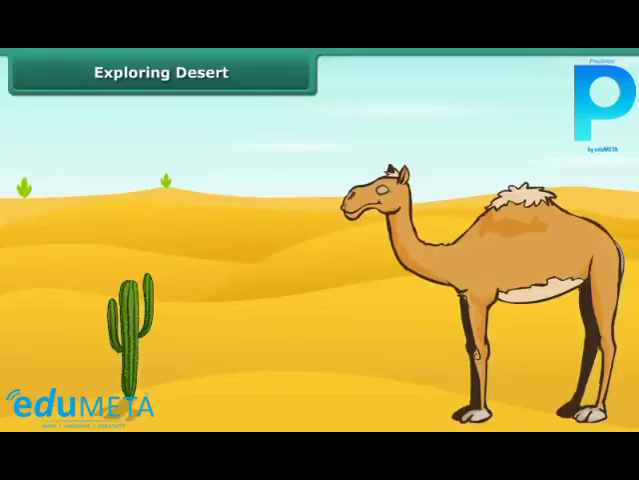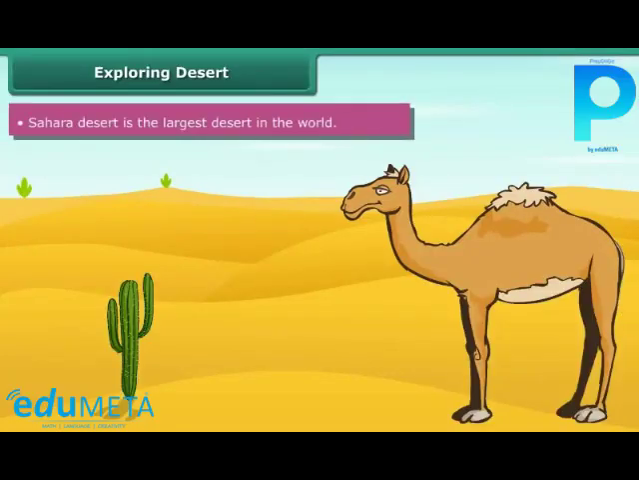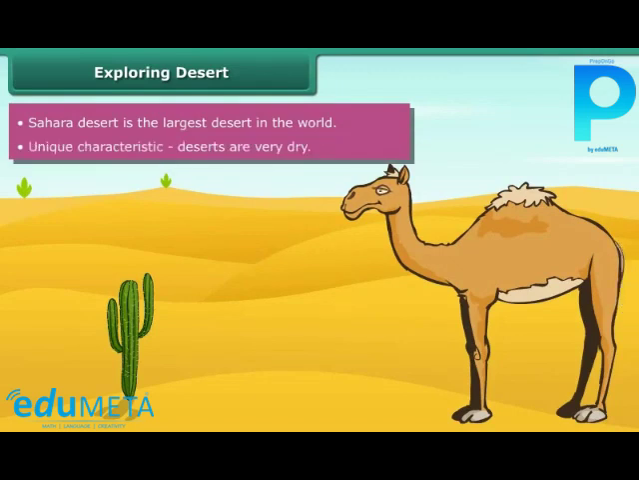Students, did you know that the Sahara Desert is the largest desert in the world? It is located in Africa. Deserts have a unique characteristic of being dry. They are hot and dry due to high rate of evaporation and limited rainfall. Plants and animals living in deserts have modified features to survive in such extreme conditions.